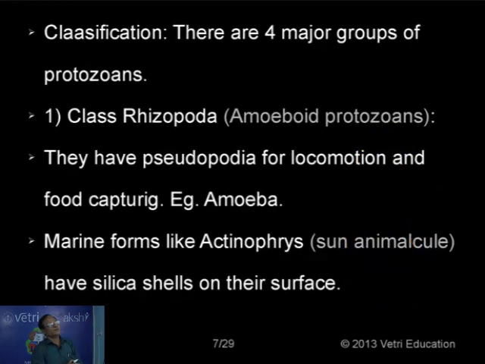Now classification. The phylum Protozoa is broadly classified into four classes based on the nature of the locomotory structures. In some cases we have pseudopodia, in some cases cilia, in some cases flagella, and in some cases there are no locomotive structures. Accordingly, we have the class Rhizopoda, amoeboid-like organisms or amoeboid protozoans.